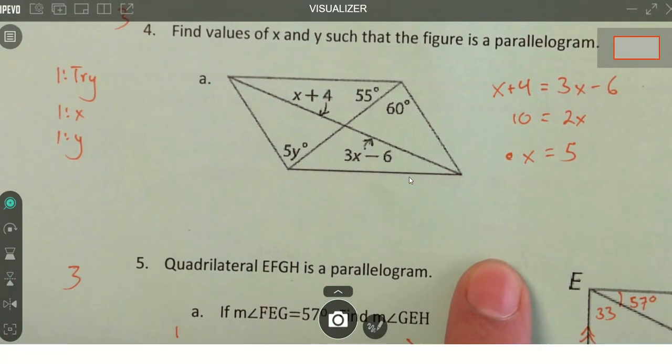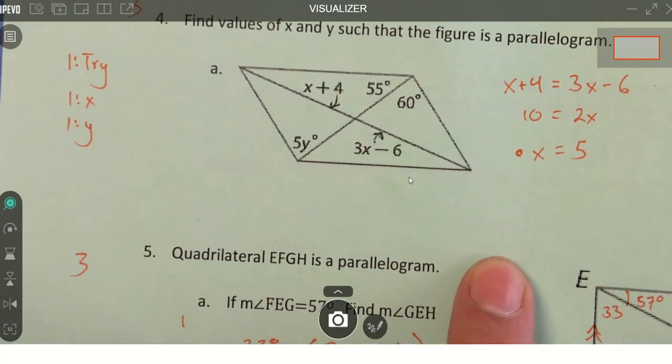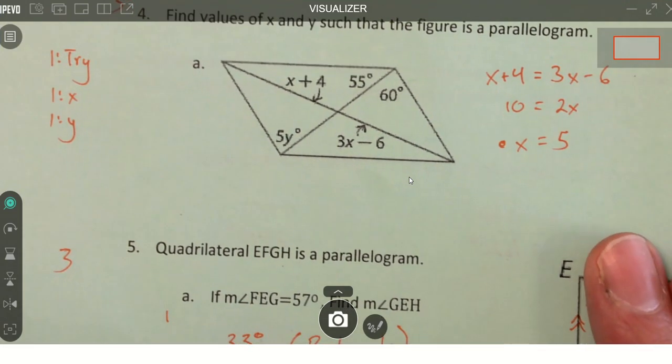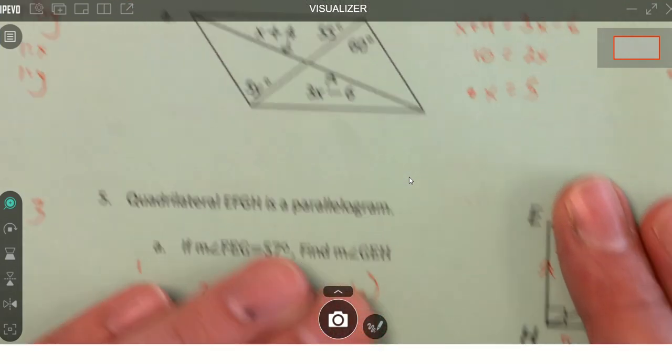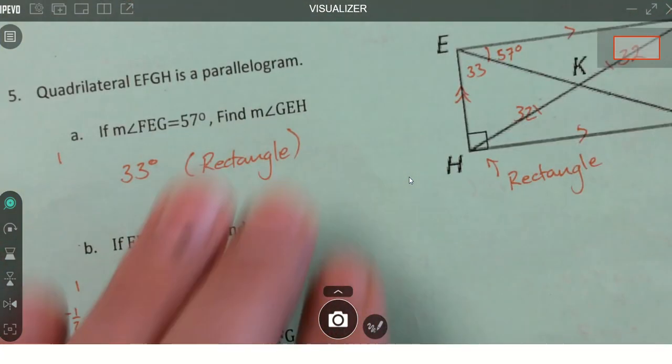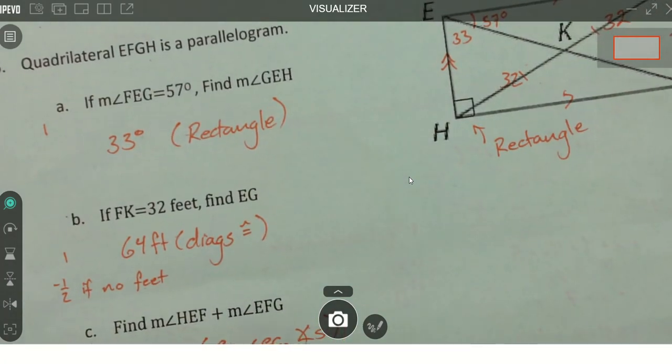Did you get a value of x? And did you get a value of y? Cool. This one is the place where I saw a lot of issues third hour. I haven't graded all yours. I haven't looked at them.